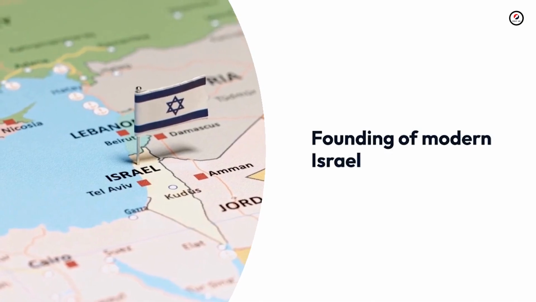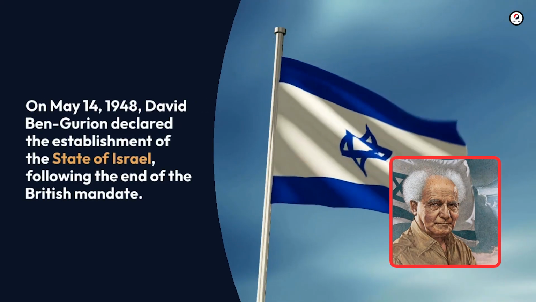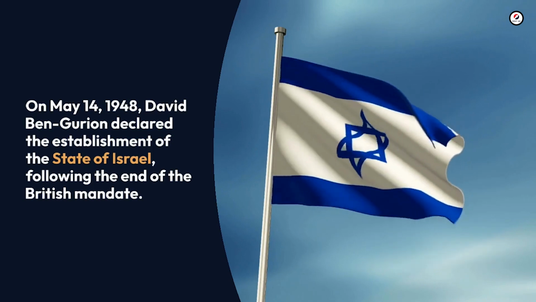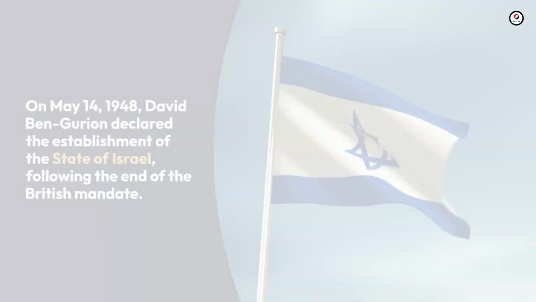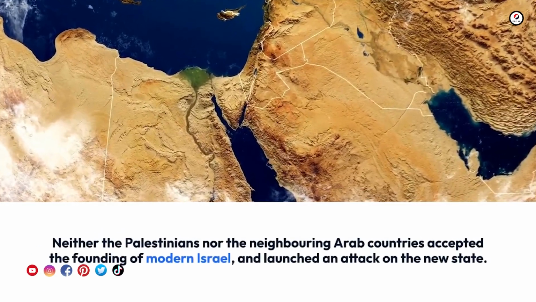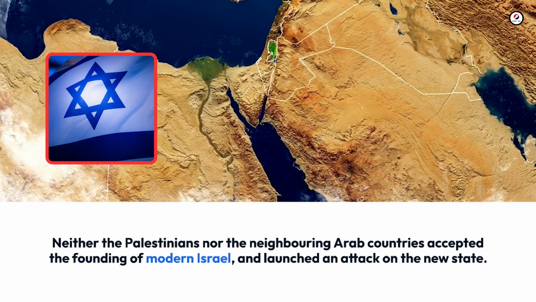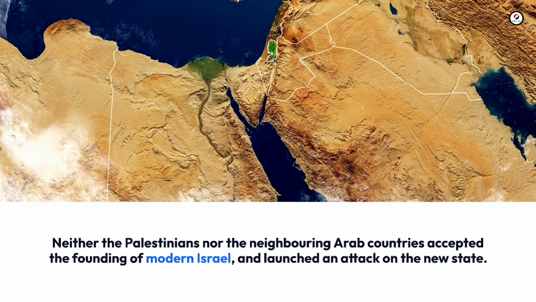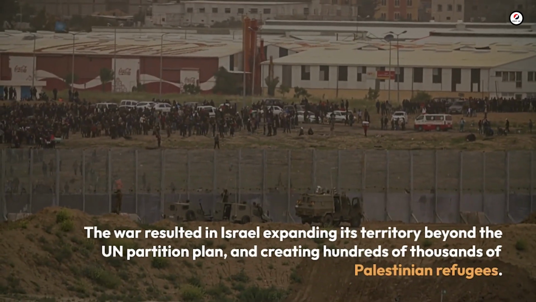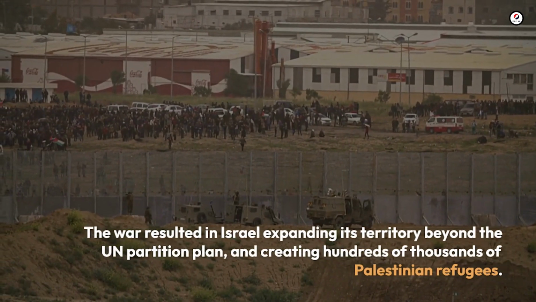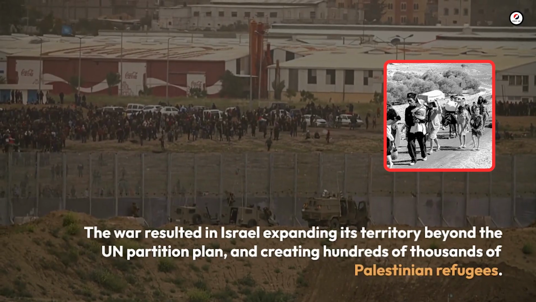Founding of modern Israel. On May 14, 1948, David Ben-Gurion declared the establishment of the State of Israel, following the end of the British Mandate. Neither the Palestinians nor the neighboring Arab countries accepted the founding of modern Israel, and launched an attack on the new state. The war resulted in Israel expanding its territory beyond the UN partition plan and creating hundreds of thousands of Palestinian refugees.